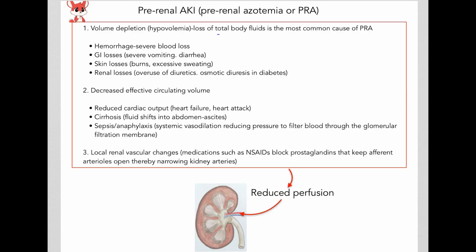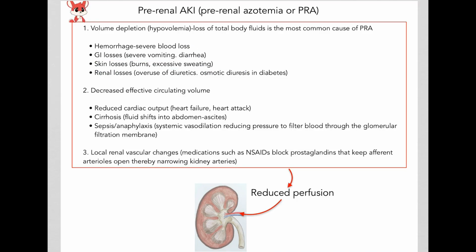Now, we could lose body fluids through severe blood loss or hemorrhage. We could lose it through the gastrointestinal system, for example, in severe vomiting and diarrhea. We could lose body fluids from the skin, for example, in extensive burns as well as excessive sweating. Or we could lose fluids from the kidneys, for example, in the overuse of diuretic drugs, and in the case of diabetes when we lose water because of osmotic diuresis.